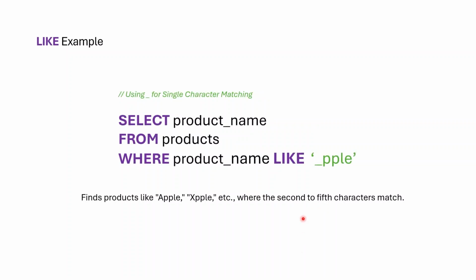Now let us go ahead and look at the underscore example. Here we have SELECT product_name FROM products WHERE product_name LIKE '_pple'. Here it is only matching the first character. What does that mean? In this query, SQL finds all the words that have P, P, L, E as their second, third, fourth and fifth characters. The first character can be of any value, but the remaining characters should be pple.